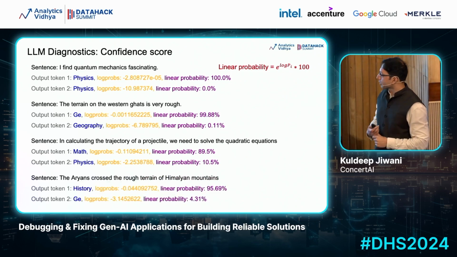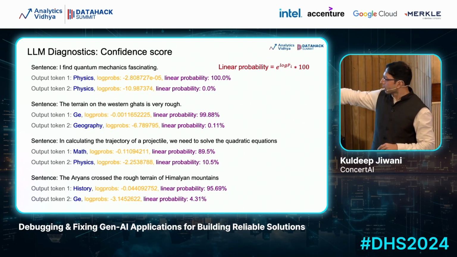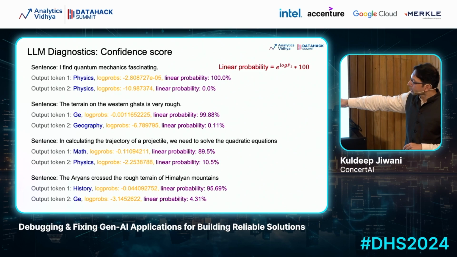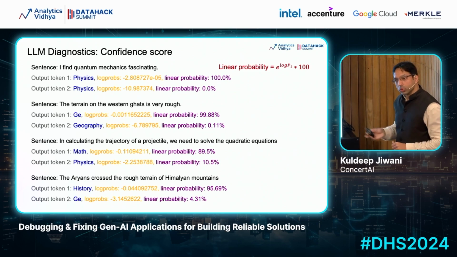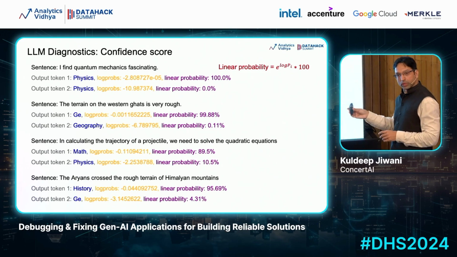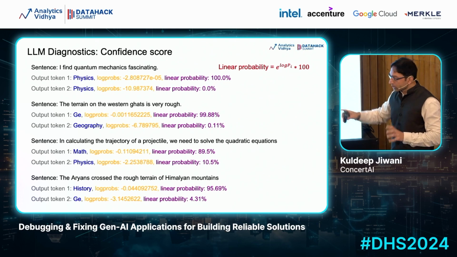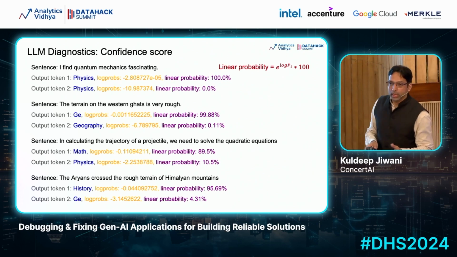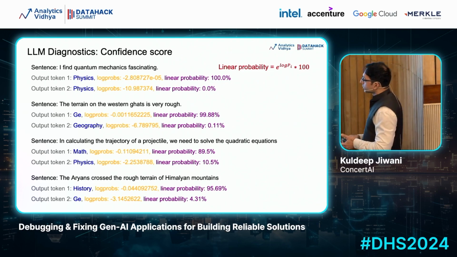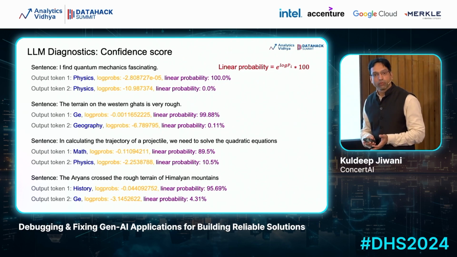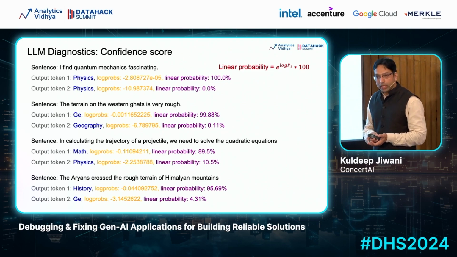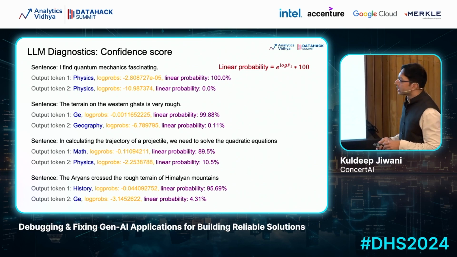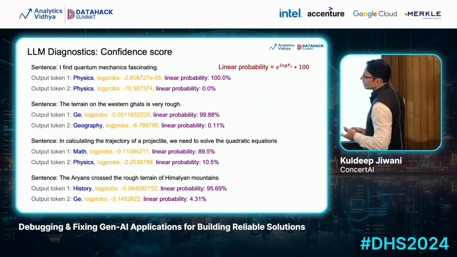Similarly, the last one: the Aryans crossed the Himalayas. It's history and also geography, so it's the same thing. It is 4% geography, 90% history. The key part is that with this additional log probability, you can judge whether the LLM is sure or not sure. This gives you a diagnosis. For any answer, you can get these numbers to quantify it, like the confidence score probability in traditional machine learning. We lost those things in GPTs, but you can get them back using these logprobs. If you use these, it will be better for debugging.